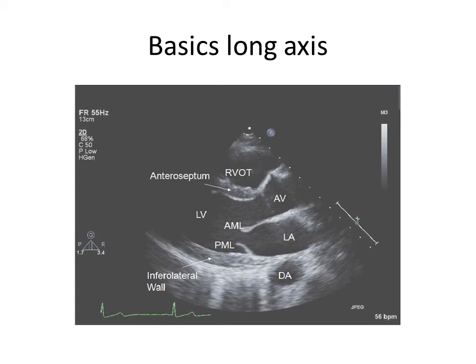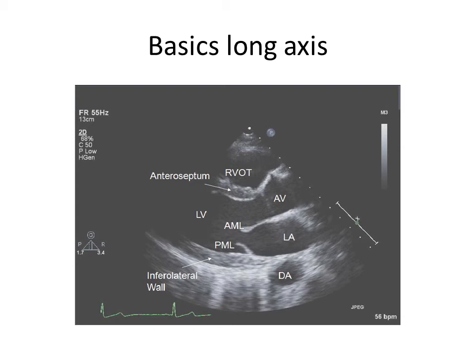So here we have a basic echo image. If you think about the body, the probe is actually oriented towards the head and towards the feet. And so we're getting a longitudinal or long axis image of the heart here.